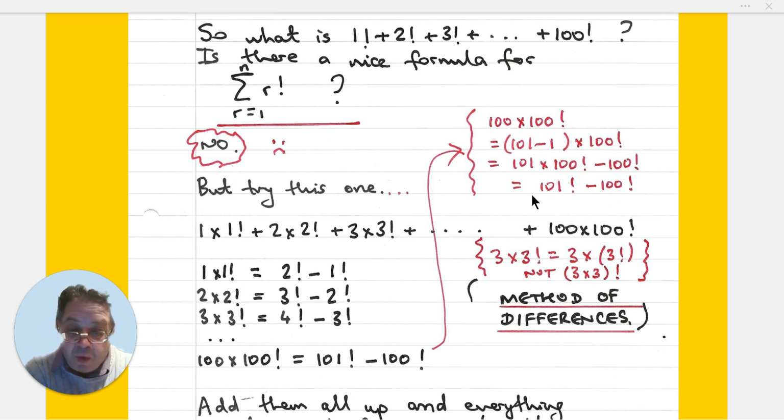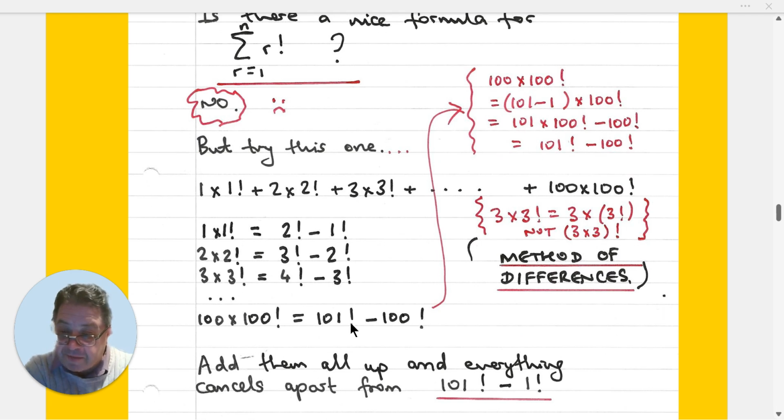And in general, the way this works is 100 times 100 factorial will be 101 take 1 times 100 factorial. Multiply out the brackets, 101 times 100 factorial, take 100 factorial, which is 101 factorial, take 100 factorial. So this pattern works all the way down. Add up the right-hand sides, everything cancels, the 2 factorial with the minus 2 factorial, the 3 factorial with the minus 3 factorial, and so on, just leaving, finally, 101 factorial, take 1 factorial.